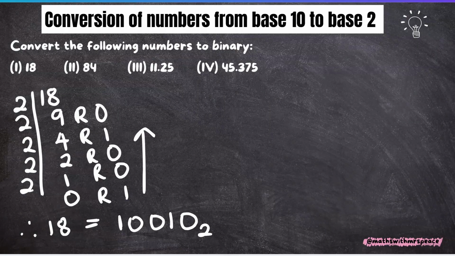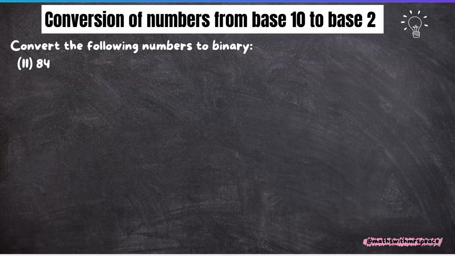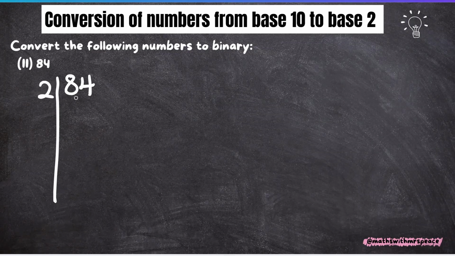Let's go ahead and look at our second example, which is 84. We'll be following the same process like we did in the first example just now. I'm writing 84 here, and we're going to perform repeated division on 84. 84 divided by 2 will give us 42, remainder 0.